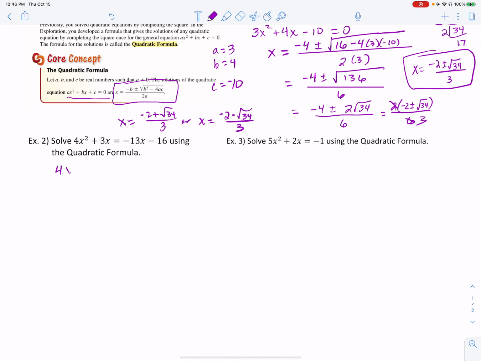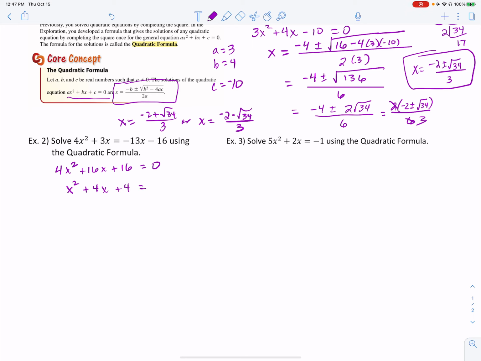We have a 4x squared. I am going to move everything to one side, so I'm going to add 13x, add the 16, set it equal to 0. And in this one, this is an equation. It's okay to divide both sides by 4, since 4, 16, 16 all are divisible by 4. That will make this a little easier to work with.